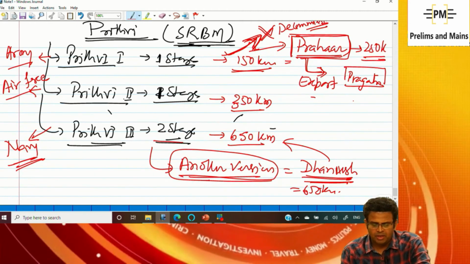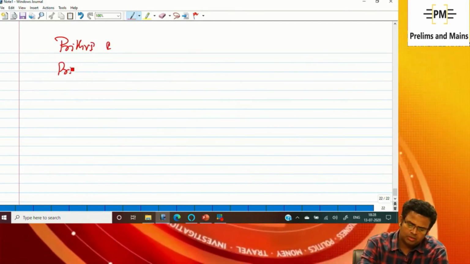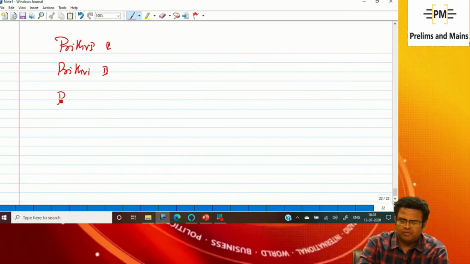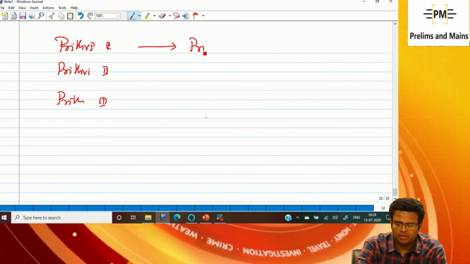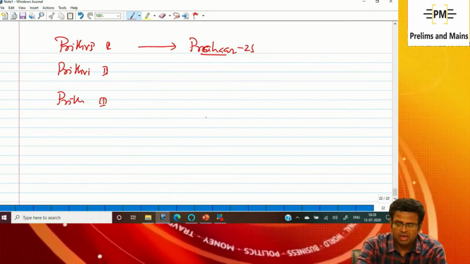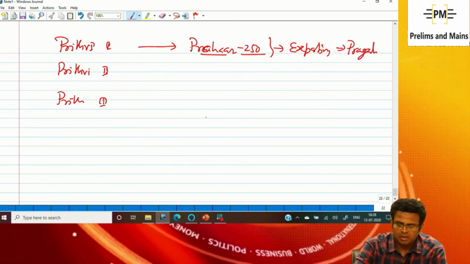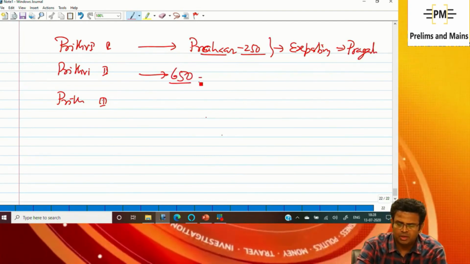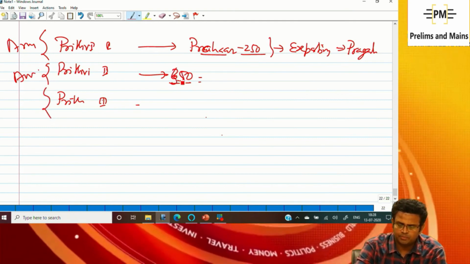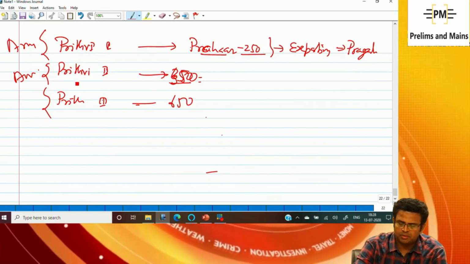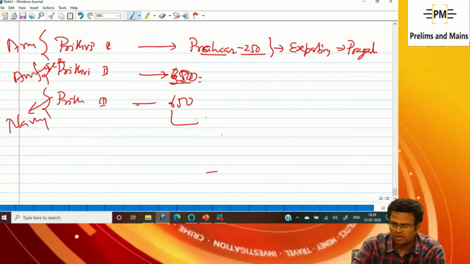So we have seen Prithvi 1 is 1 stage, Prithvi 2 is 1 stage with 350 kilometers, and Prithvi 3 is 2 stage with 650 kilometers. But Prithvi 1 has been decommissioned and replaced with Prahar, 250 kilometers, and when exporting, its name is Pragati. Prithvi 2 is for the Army and the Air Force at 350 kilometers, and Prithvi 3 is 650 kilometers, for the Navy, and one more version for the Navy is Dhanush.